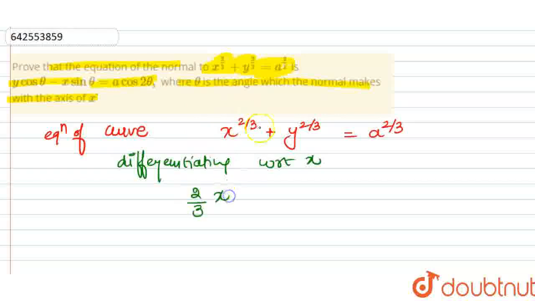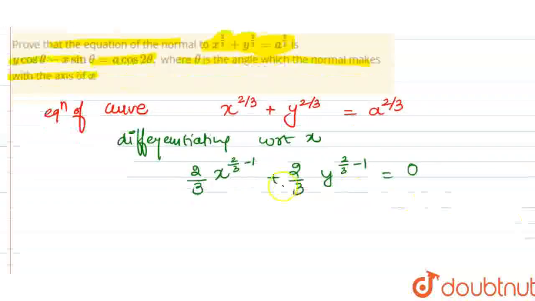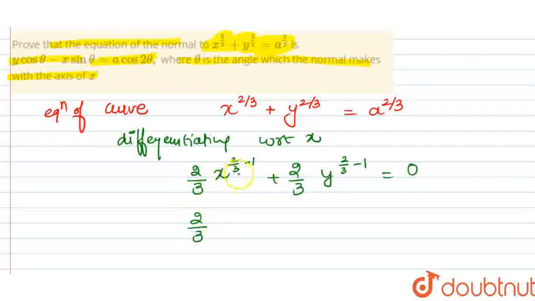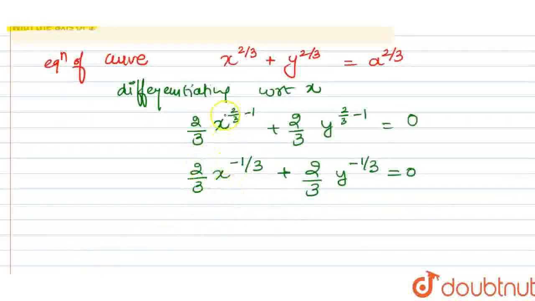So we will differentiate this equation with respect to x, and this will become (2/3) x^(2/3 - 1). We know that power is decreased by one, right? And similarly here we will have (2/3) y^(2/3 - 1) = 0. Differentiation of a is 0, and differentiation of y will be dy by dx, so we will write dy by dx also with the (2/3) y^(2/3 - 1) term. So here we will get (2/3) x^(-1/3) + (2/3) y^(-1/3) dy by dx = 0.